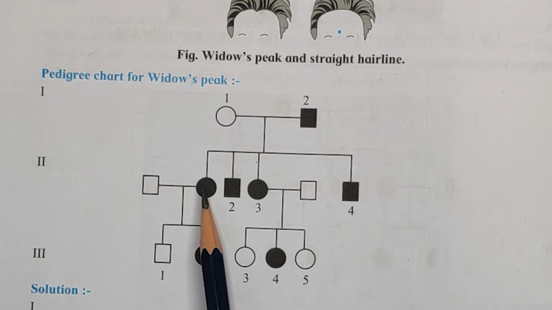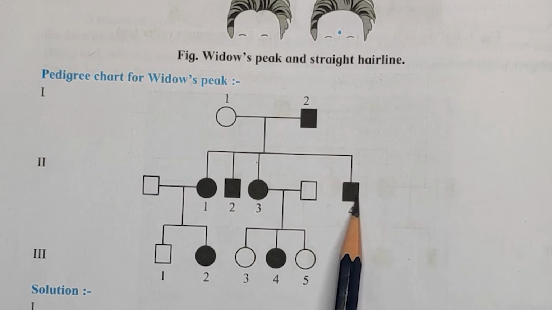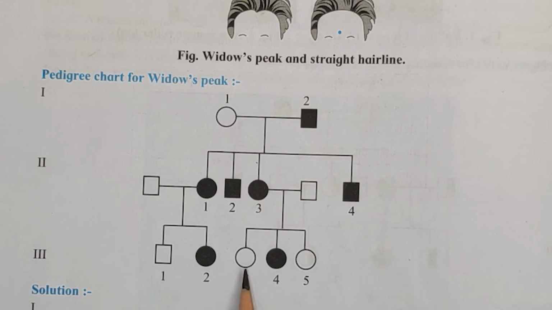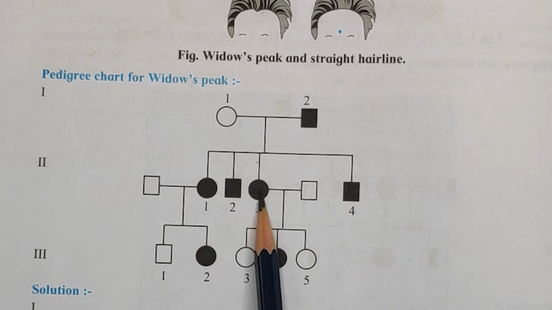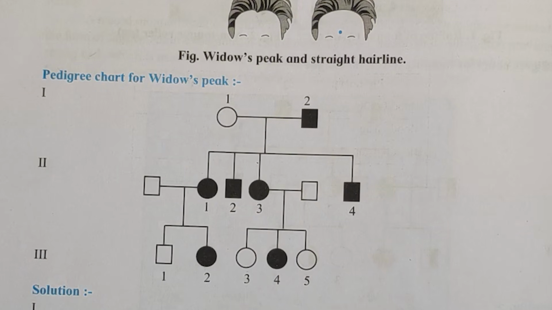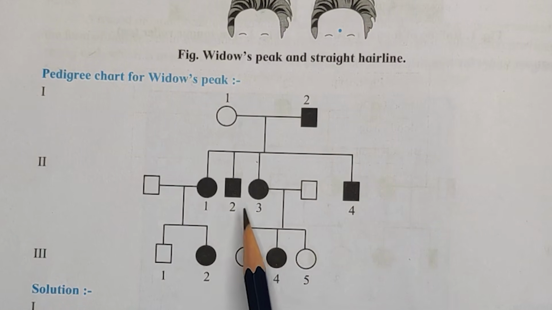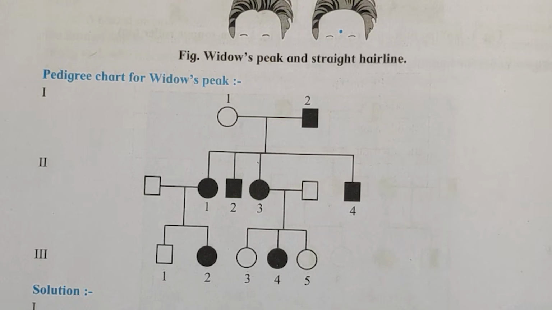So how many progenies are there? 1, 2, 3 and then 4, 5, 6, 7, 8, 9. Nine progenies are there, of which 1, 2, 3, 4, 5 and 6, six are the affected progenies. And how many are normal? Normal is here 1, 2 and 3. Three are the normal progenies. And there is no carrier, so carrier progeny is not applicable. Okay, so this is about the widow's peak.